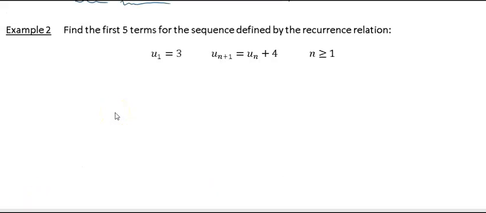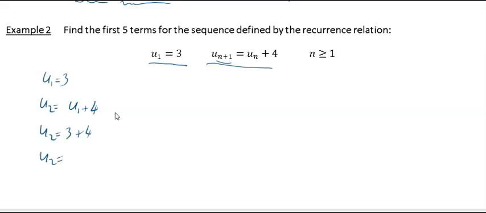Okay, it says find the first 5 terms of the sequence defined by the recurrence relation. So the recurrence relation is this, and also you've got a starting point here. So my u1 is equal to 3, and that's one of the bits they've asked for, so you have to write that down. My u2 then is going to be equal to, so if u_{n+1} is equal to u2, then n is just going to be equal to 1, so that's just u1 + 4. So u2 is just going to be equal to 3 + 4, so u2 is going to be equal to 7.